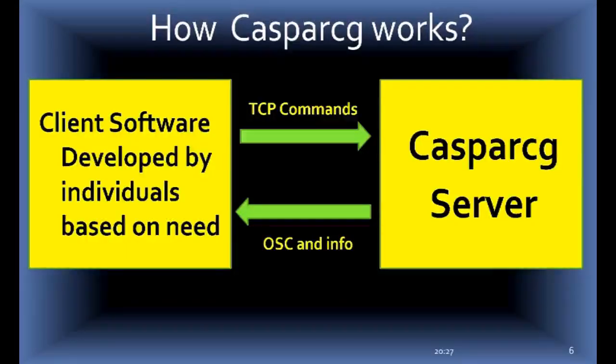How does Kaspersky work? Client software is developed by individuals based on need. Client software gives TCP commands to the Kaspersky server, and in response to the commands given by the client software, the Kaspersky server gives a response to clients about the file being played.